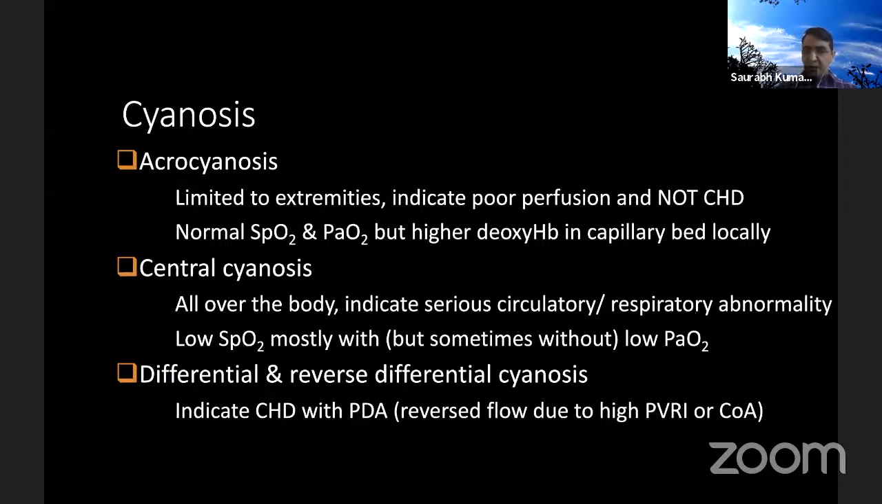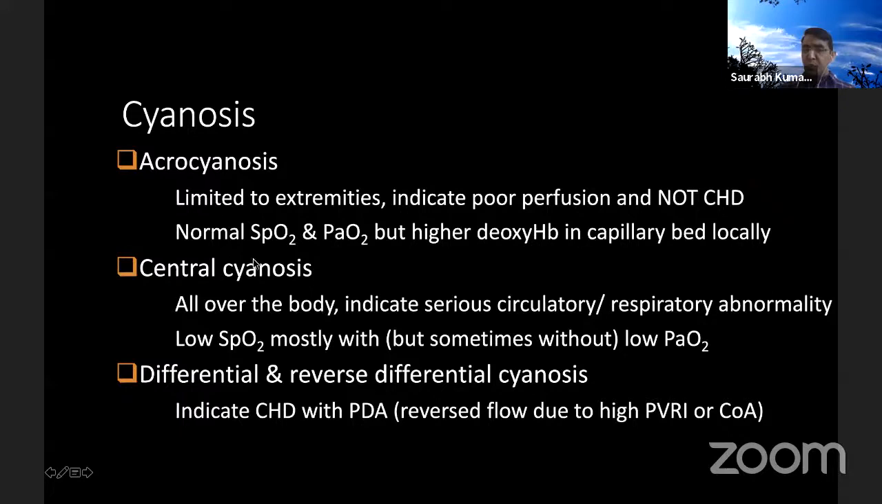So cyanosis can be acrocyanosis when it is limited to the extremities, and it indicates poor perfusion. It generally is not indicative of congenital heart disease because the saturation and the PaO2 are normal, and it's just because of the sluggish perfusion in that area.